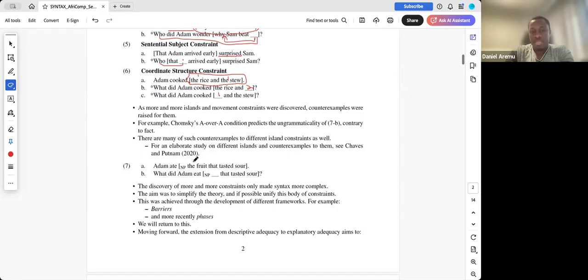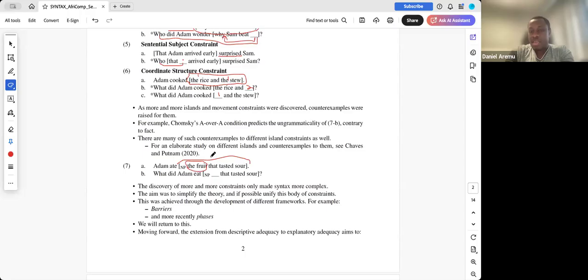In 7a, you have Adam ate the fruit that tasted sour. Now, the whole of this phrase is an NP. But then we know, remember the constituency test, we did that in the last class, right? The fruit itself is also a constituent, which is an NP.